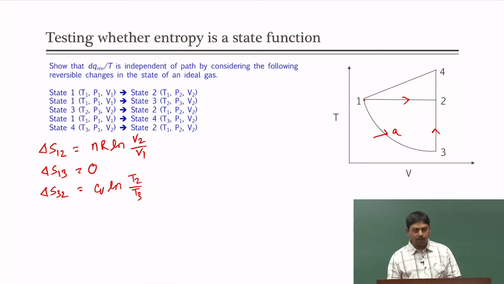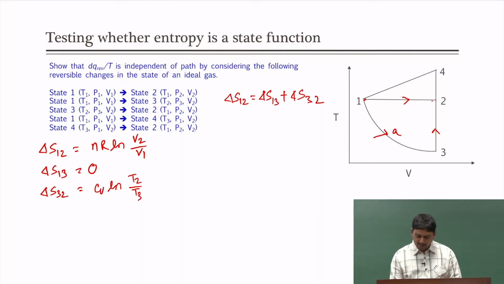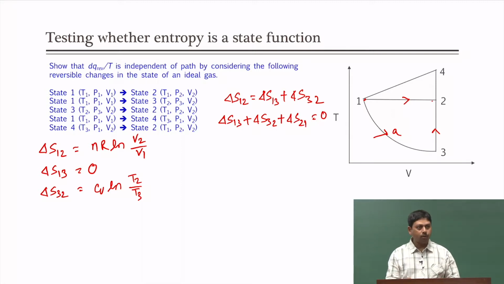If you want to calculate for a cyclic process, you have to be careful. If I go from 1 to 2, that is the same as going from 1 to 3 plus 3 to 2. So, we can write delta S12 as delta S13 plus delta S32, or we can write that delta S13 plus delta S32 plus delta S21 is equal to 0.